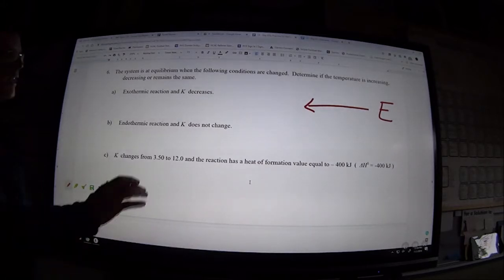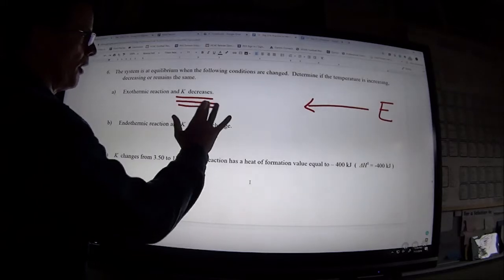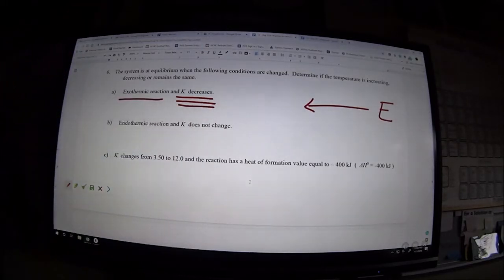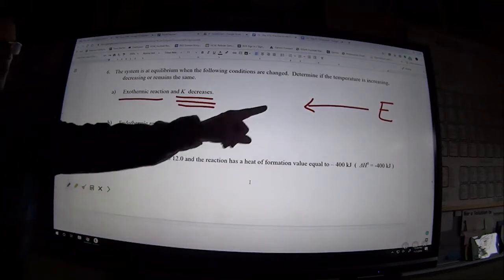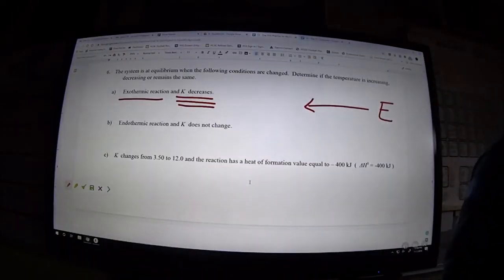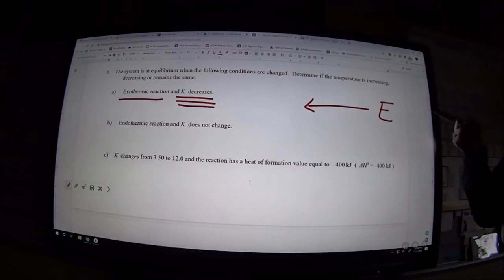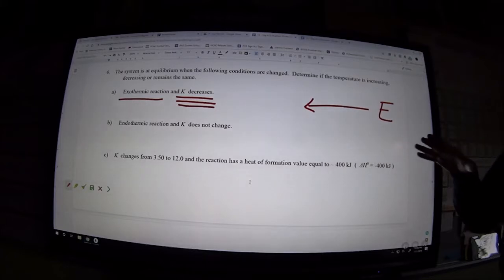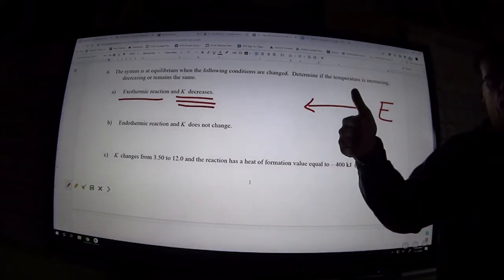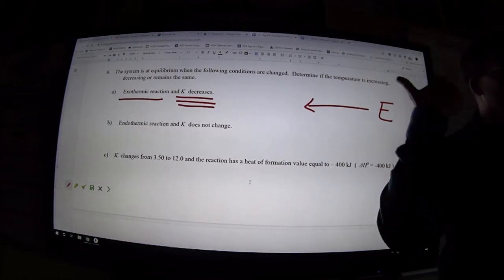The value for K decreases as a result of either adding or removing energy. What are we doing physically here with this representation? Are we shifting away or toward the energy? Away. When you shift away, what are you doing? Adding. Therefore, the temperature is increasing. Talk through that. Don't try to think through that.